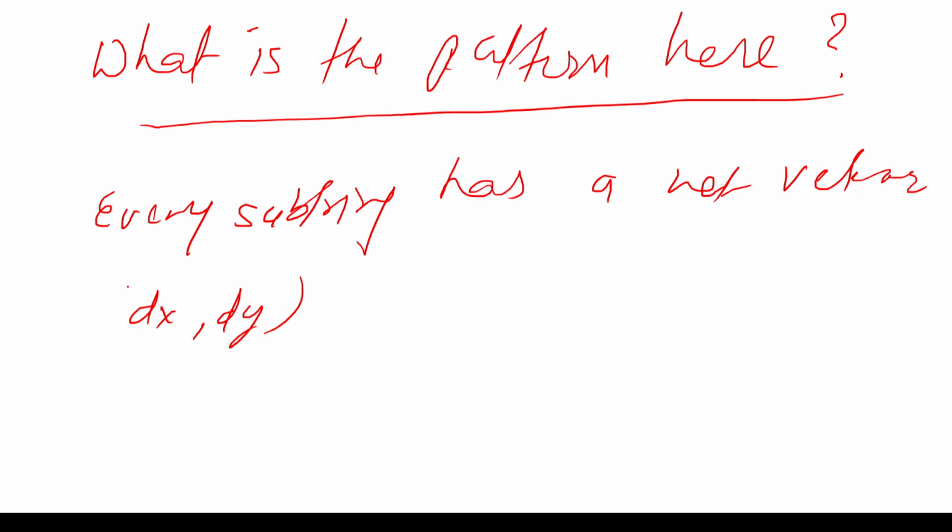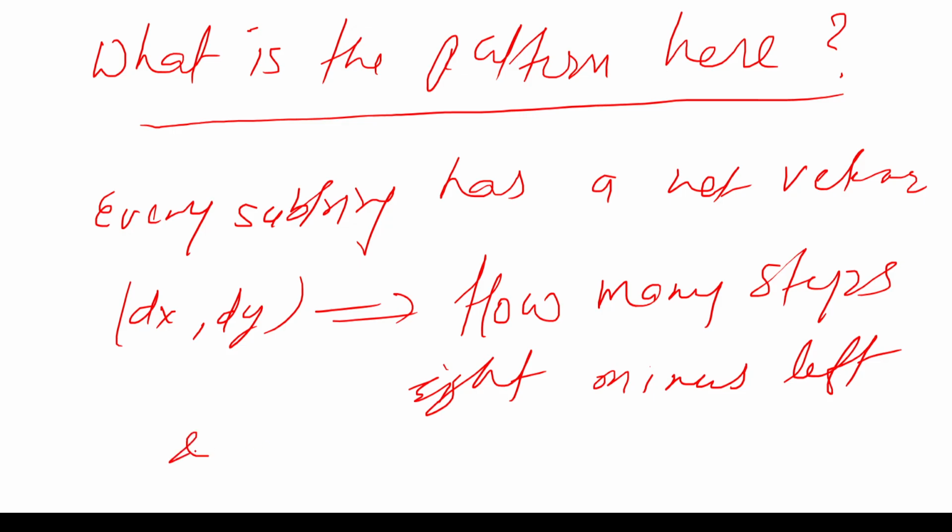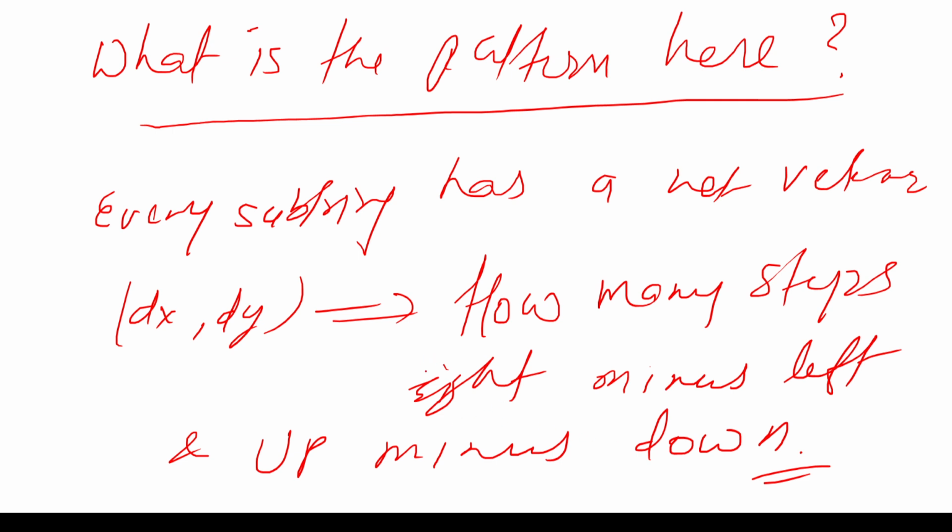If you have seen the daily contest video this morning, you have seen this one. So this is called net vector. This net vector is nothing but how many steps right minus left and up minus down. Keep it in your notebook.